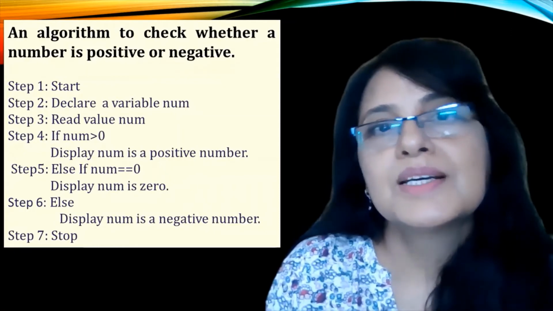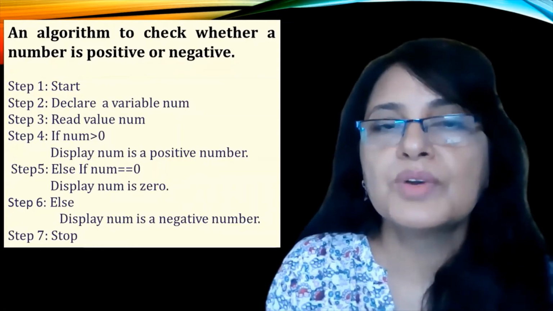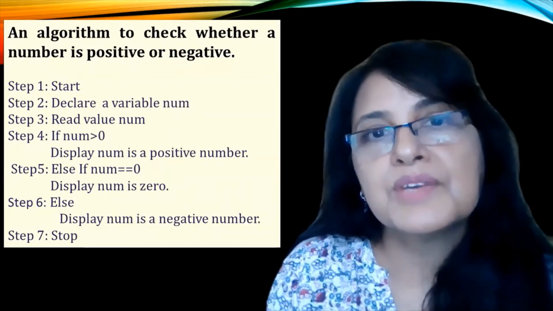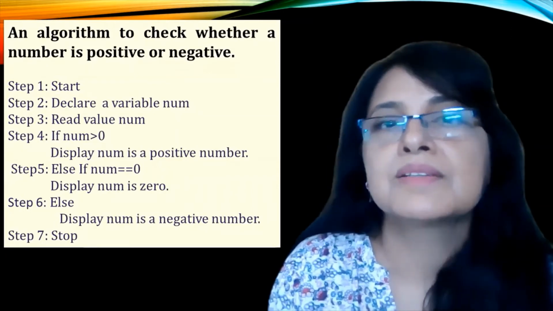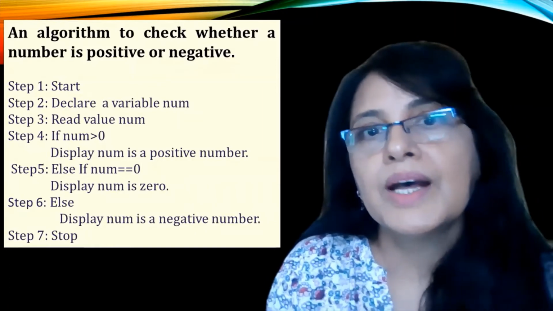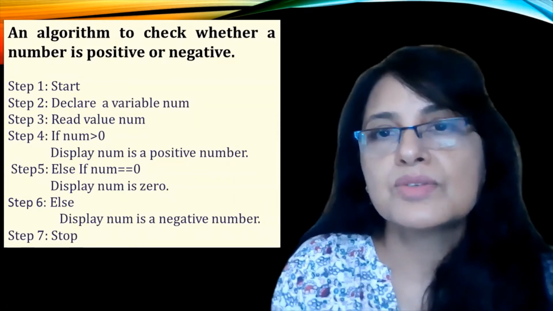Let's look at an algorithm to check whether a number is positive or negative. Step 1, start. Step 2, declare a variable num. Step 3, read the value of num. And step 4, if num is greater than 0, display it's a positive number. Else if num equal to 0, display the num is 0. Else display the num is negative number, and stop.